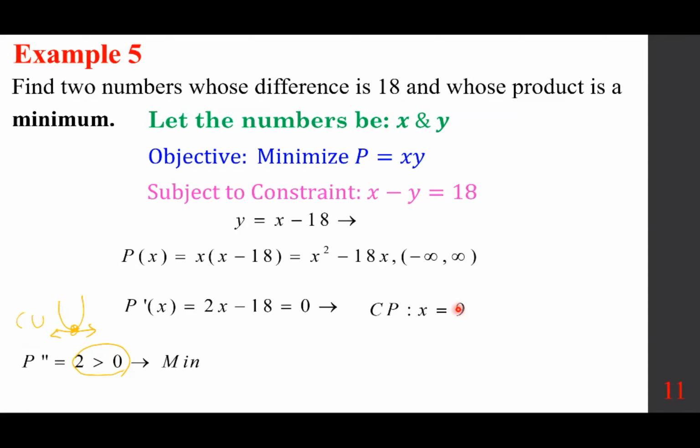Now, we put this either into this or that, makes no difference, and it gives us the other number, y is negative 9. Again, I want to go back to this. If you wrote y minus x equals 18, then these two interchange, not a big deal. You still get the same two numbers in a different order. And what is their minimum product? Minus 81.